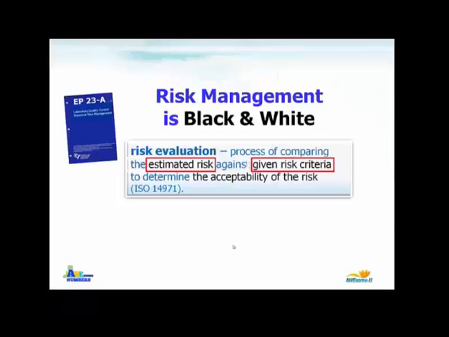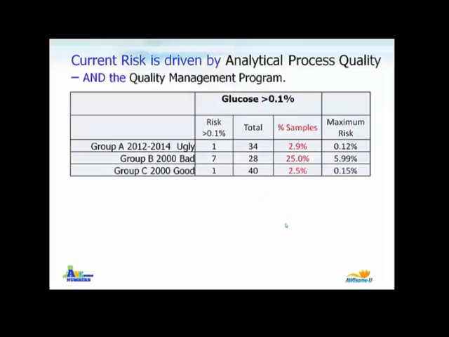Risk management is black and white. It's a simple matter of comparing the estimated risk to the given risk criteria to determine the acceptability of the risk. That's exactly what the simulator is doing. What is an acceptable risk level? Well, current risk is driven by the analytical process quality and apparently the quality management process.